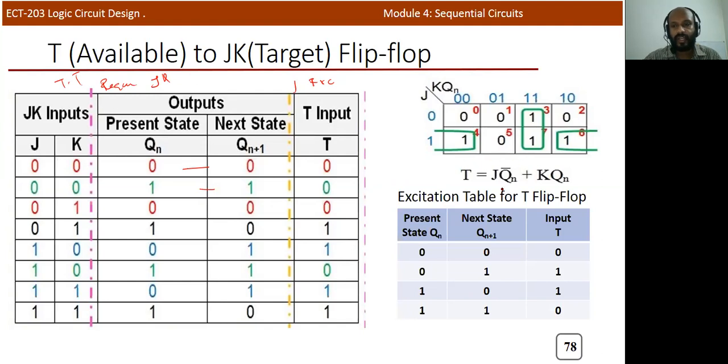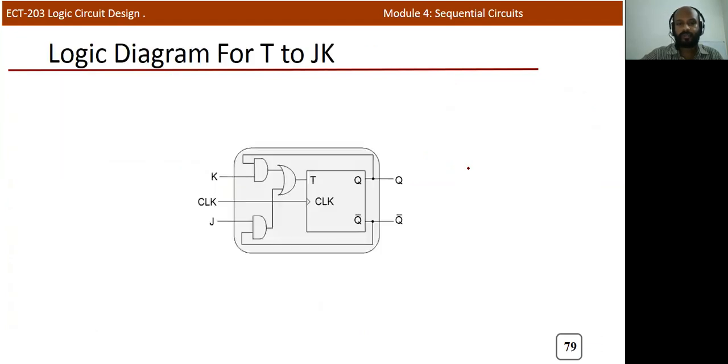Again, two groups you are getting. So T becomes, so this is J, Qn bar, and this one is equal to K, Qn. Okay. So you are getting two terms. So this is the equation, this is K and this is Q. So KQ, and this is J and Q bar. So JQ bar. So after combining these two, KQ plus JQ bar. Okay. So that's all.